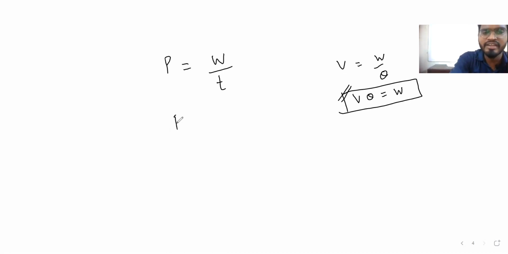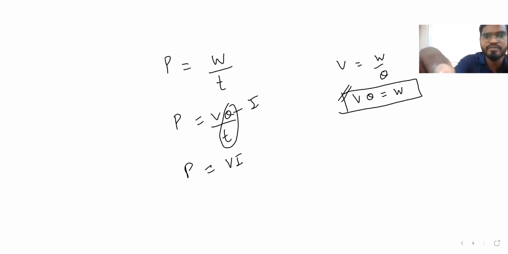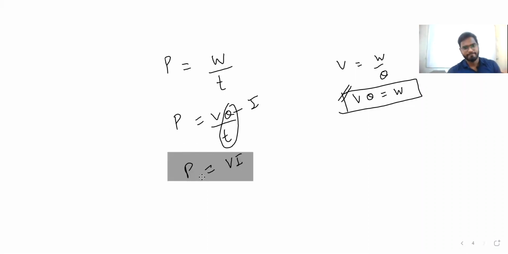So electric power is V into Q by T. Q by T is I. So power is equal to VI. Got it? Power we can also say is energy by time, like mgh by time or kinetic energy by time. One formula of power we got is VI. Let's see another thing.